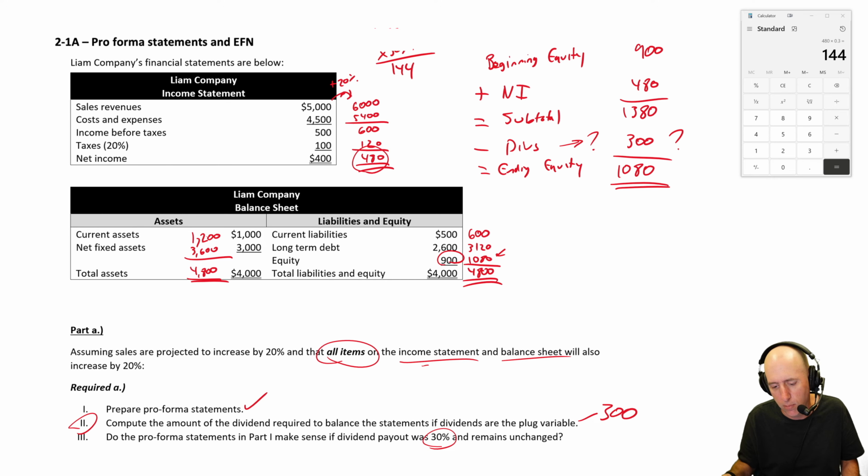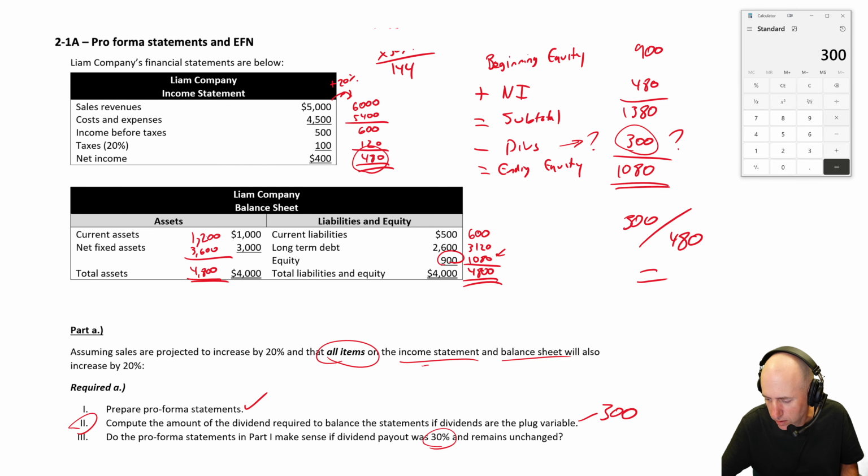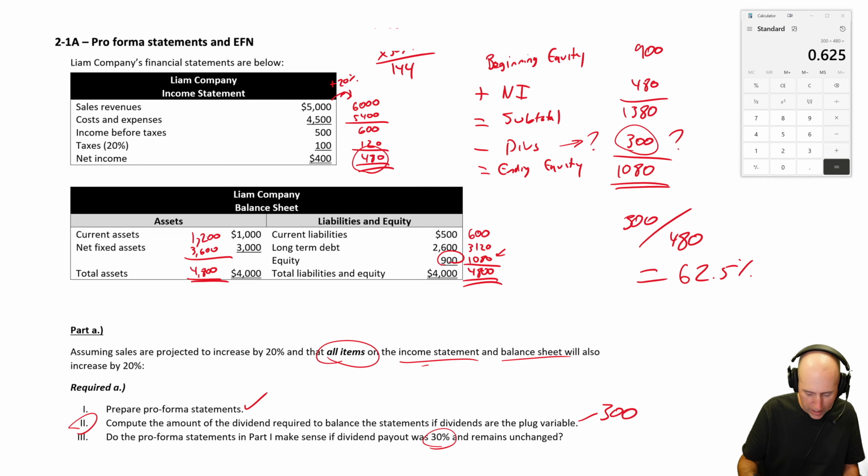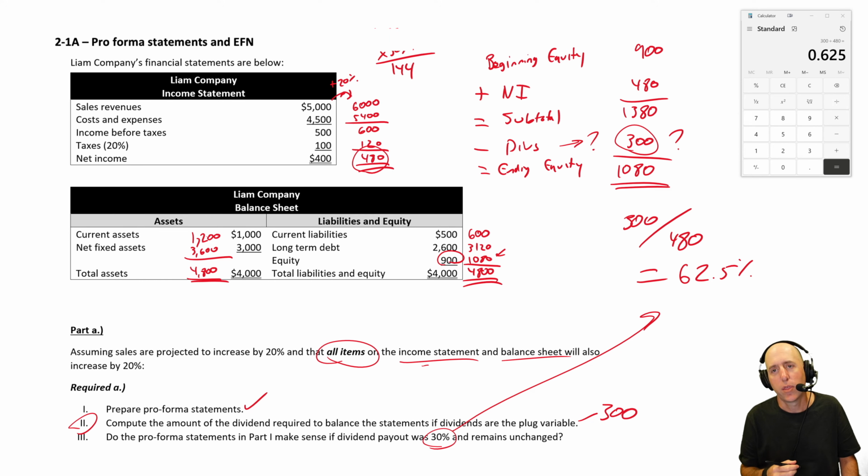So that's a problem. Out of curiosity, what is our dividend payout ratio at 300? Well, it's a $300 dividend on $480 in net income. 300 divided by 480 gives us a payout ratio of 62.5%, more than double the 30% payout ratio. So what does this mean in practical matters? It means probably our financial statements are going to look a little bit different from this because we probably won't pay out a 60% dividend.